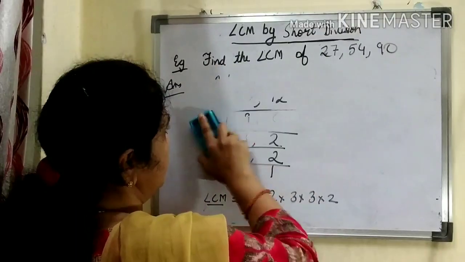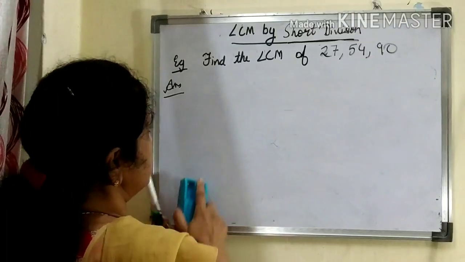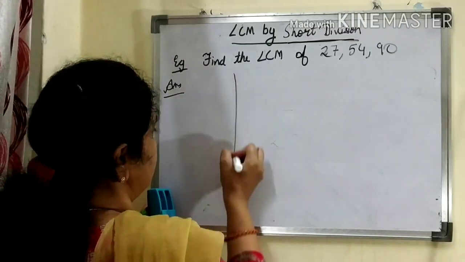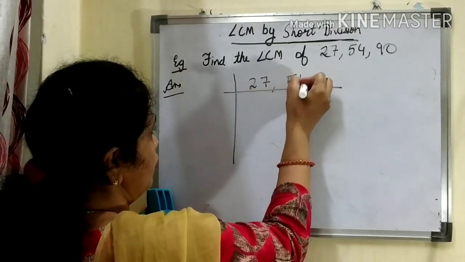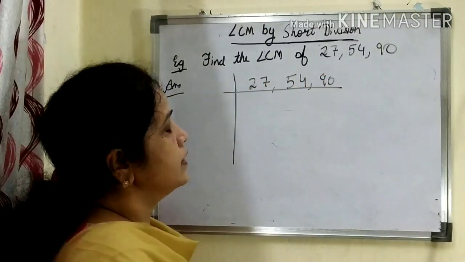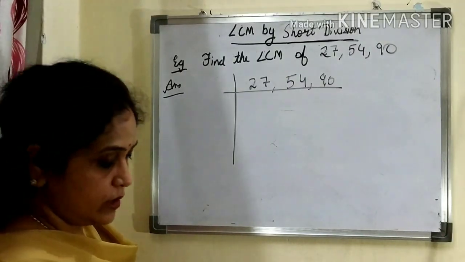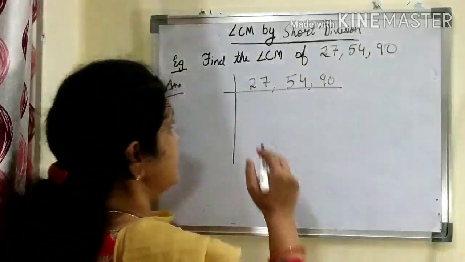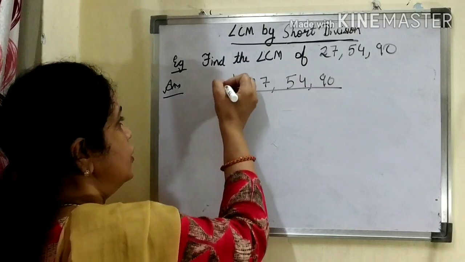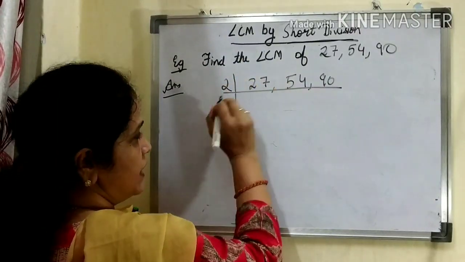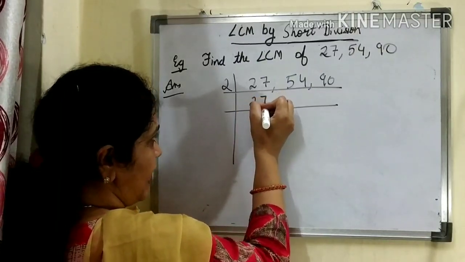Then how do we proceed? First, we will write the numbers in this way. That means 27, 54, 90. Okay. Then we divide by the common prime factor. So start with the least prime number. You can see that 2 can't divide 27, but 2 divides 54 and 2 will divide 90. So even if it divides 2 numbers, I will start with 2, and 2 can't divide 27, so I will write 27 as it is.